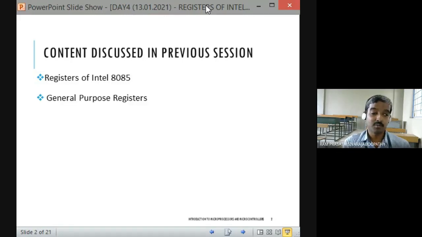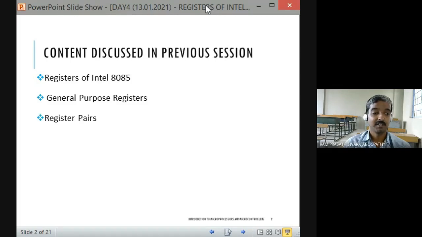Then we have told you about general purpose registers. Out of these 10 registers, how many are general purpose registers? That means these registers can be used to store only data. Yes, 6 registers. Very good, Gayatri. BC, DE, HL are the 6 registers which can be used for general purpose. The other registers can be used for some specific operations.